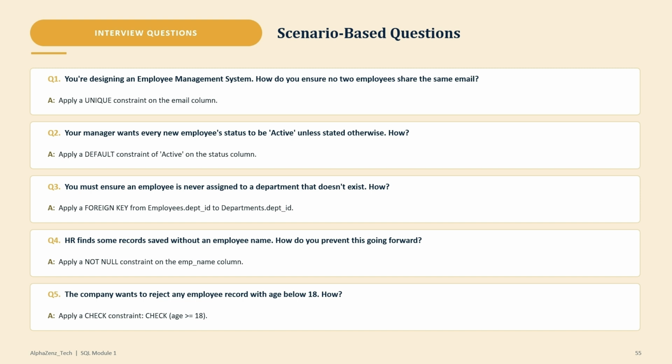Your manager wants every new employee status to default to active unless stated otherwise. Apply a default constraint of active on the status column. You must ensure an employee is never assigned to a department that doesn't exist. Apply a foreign key from employees.dept_id to departments.dept_id. HR finds some records saved without an employee name. Apply a not null constraint on emp_name. The company wants to reject any employee record with age below 18. Apply a check constraint, age greater than or equal to 18.